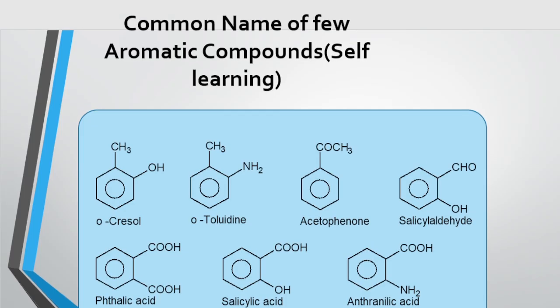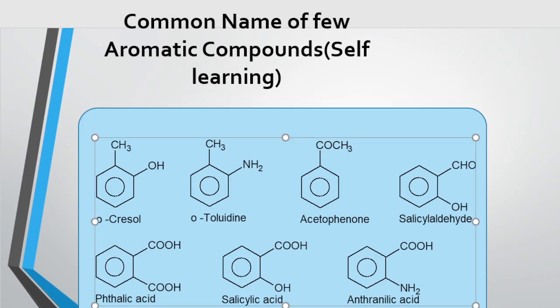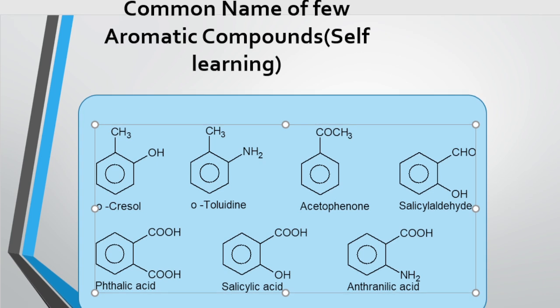And these are some of the common names of aromatic compounds, which you need to study on your own, self-learning: orthocresol, paratoluidine, acetophenone, salicylaldehyde, anthranilic acid, salicylic acid, phthalic acid, etc. All these are the common names of some of the famous compounds.